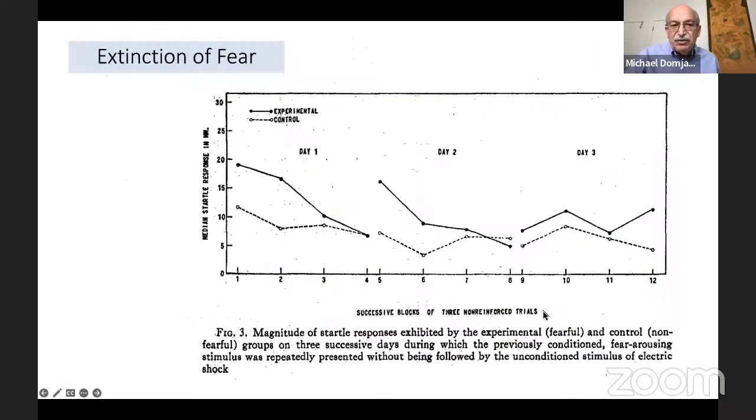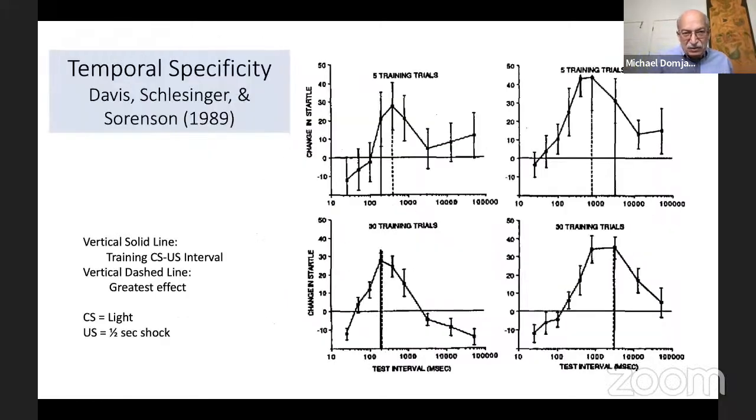So the next experiment I'm going to share with you is one of Michael Davis's experiments. His procedure was a little bit different. Here, the conditioned stimulus is a light. It ends in a half second shock. And he trained animals with various CS-US intervals.